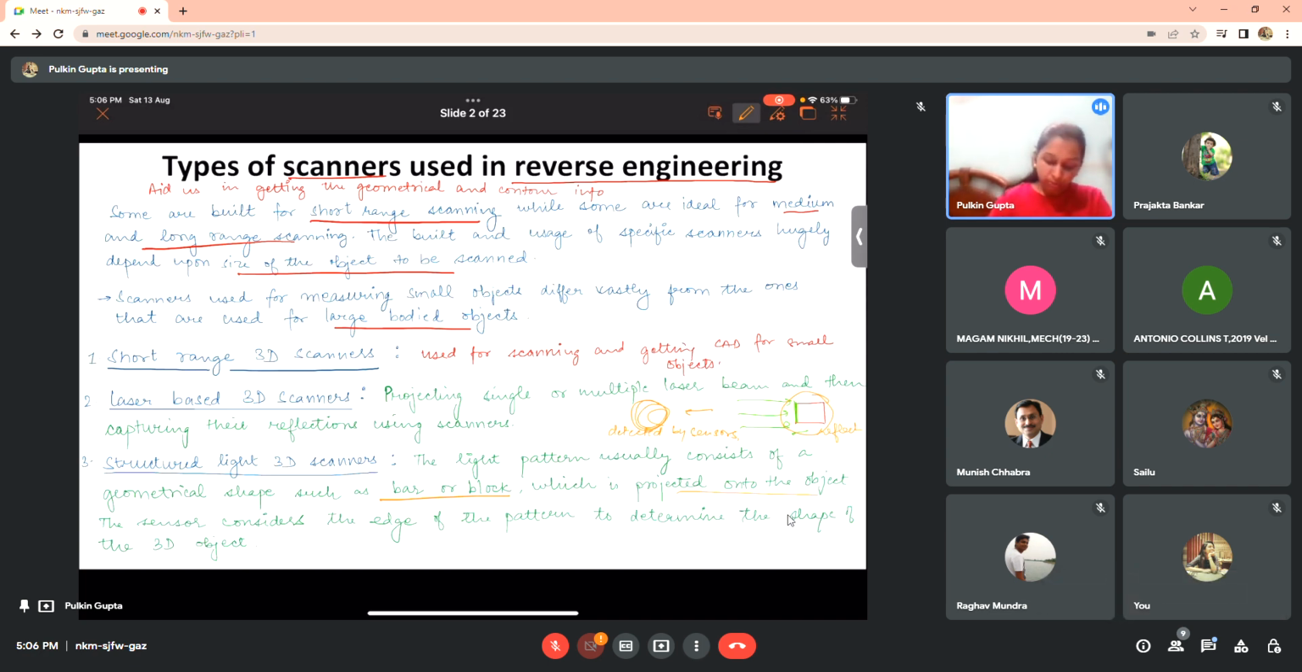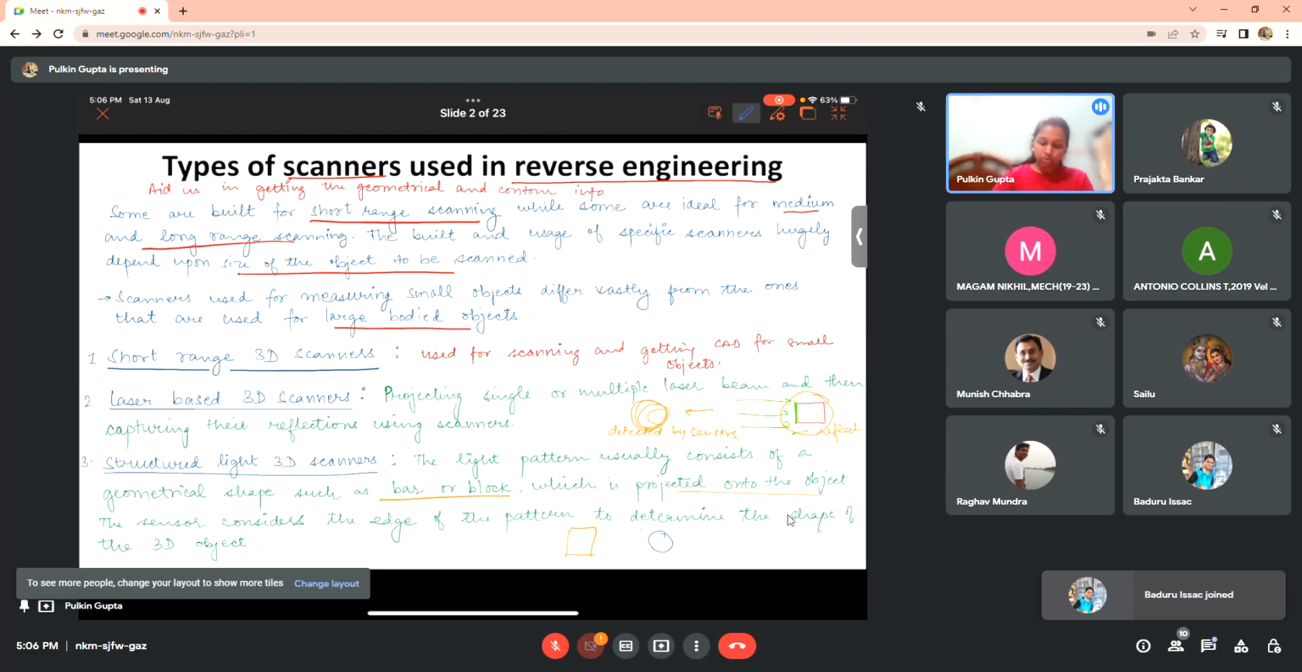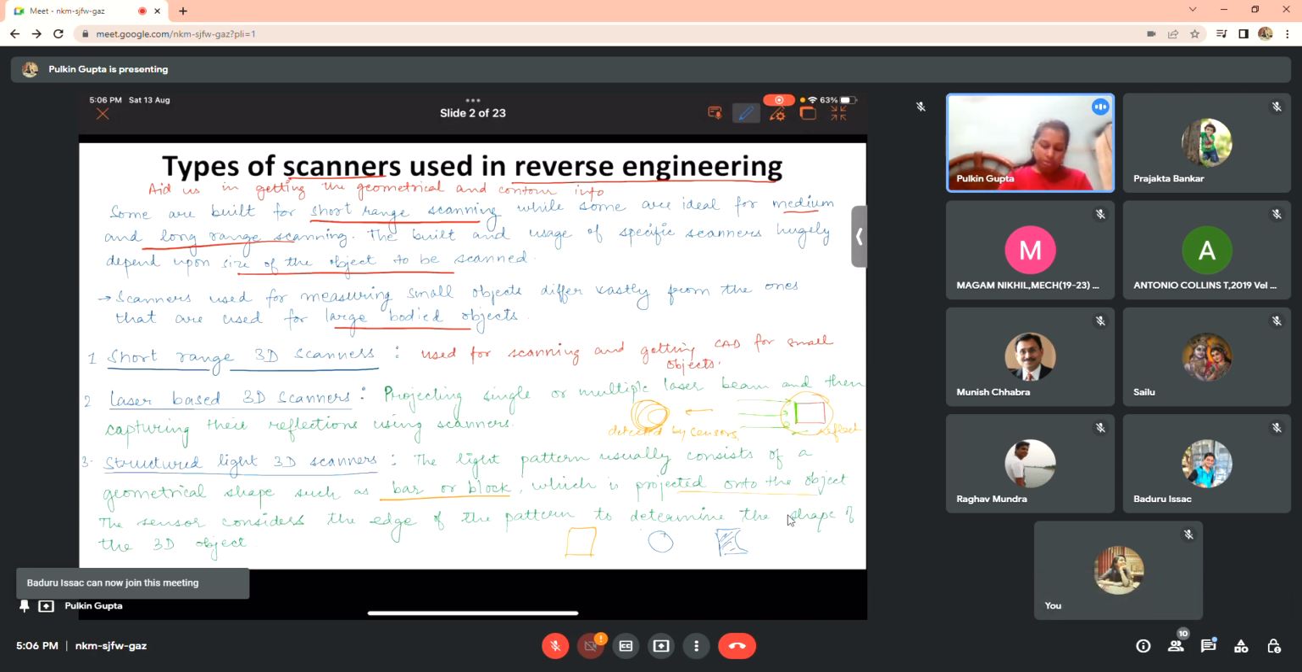Suppose the light was in the shape of a block and you project it on a sphere. So this is your sphere. When you project it here, it will have a contour like shape, this light, something like this maybe. This is your light. So in such a case, this contour information will be recorded by the sensors, and this will give us the required CAD model.